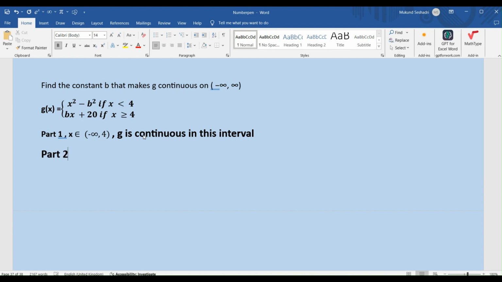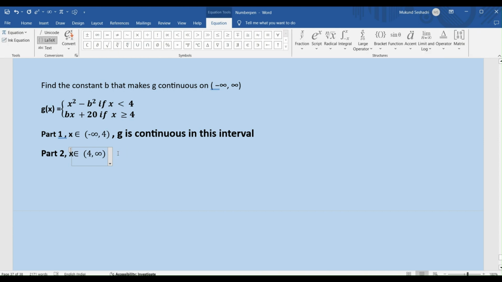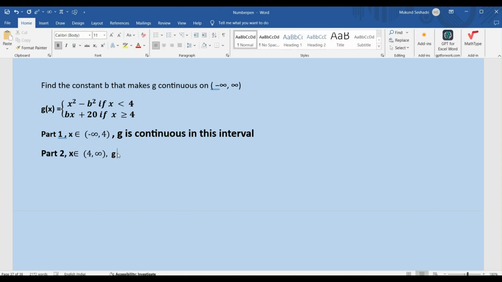Similarly, when I move to my part 2, before coming to the point where we will have to examine our continuity, I know that my part 2 is in the open interval x belonging to 4 to plus infinity, right? So let's write that down. So we have 4 comma plus infinity. And what is our function in this open interval? Our function is bx plus 20, which is a polynomial of degree 1. It's a simple linear polynomial. We know that this function is continuous, right? So let's write that down.